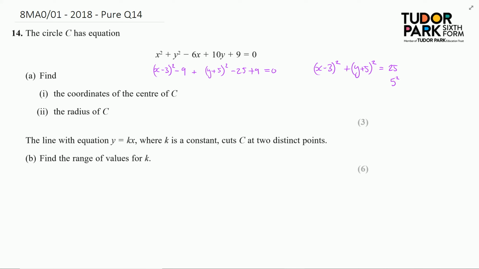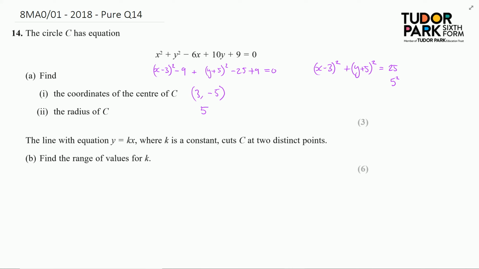So for the next bit, I want the coordinates of the centre. Well, this is just like finding the roots of these two brackets. That is going to be when x is equal to 3, because that will nullify the first bracket, and when y is equal to negative 5, because that would nullify the second. So there's the centre of my circle at 3, negative 5. And for the second part, I just need the radius of the circle, which here is going to be 5.